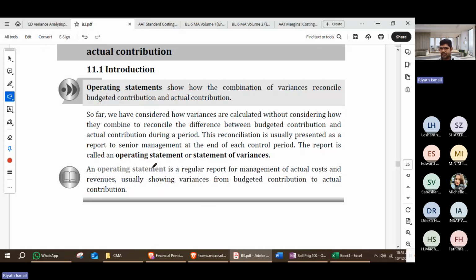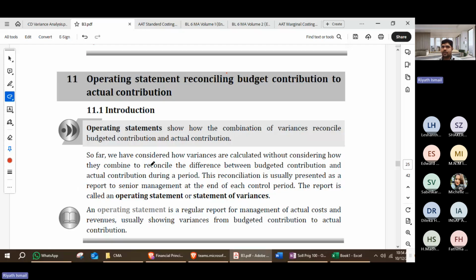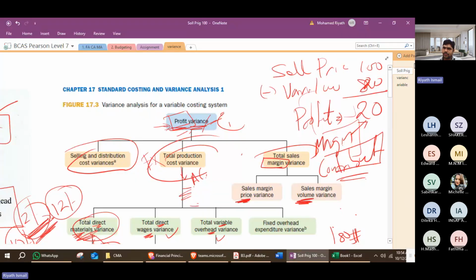Now this is the point: the operating statement. It's called an operating statement, reconciling budget contribution to actual contribution. So the term reconciling is not a new term to you.